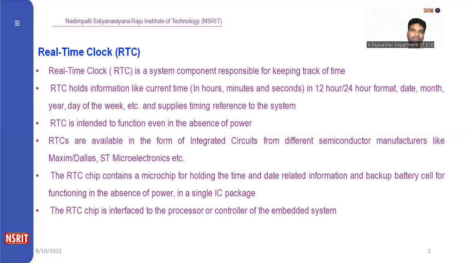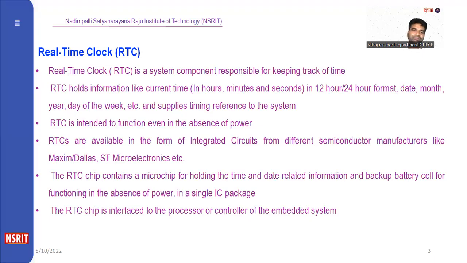So the main use of the RTC is that it is responsible for keeping track of the time. In tracking the time, it maintains time in either 24 hour format or 12 hour format, as well as the month, year, date, day of the week. All these can be maintained by the real-time clock. This real-time clock is intended to function even in the absence of power.